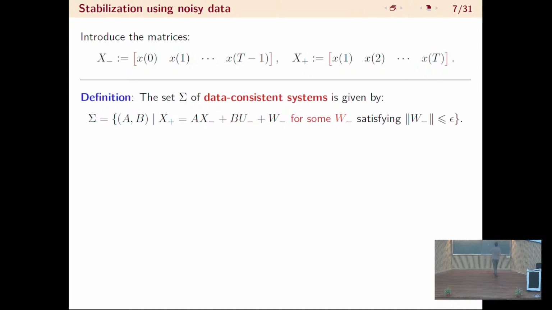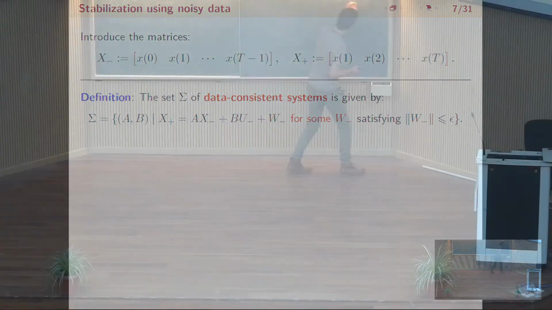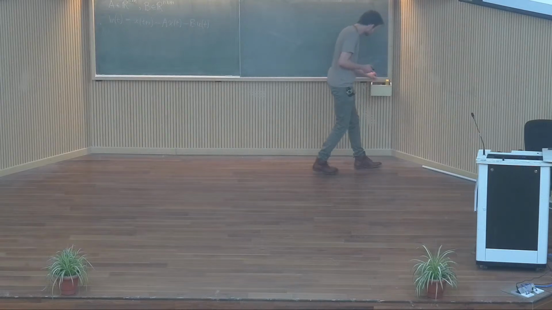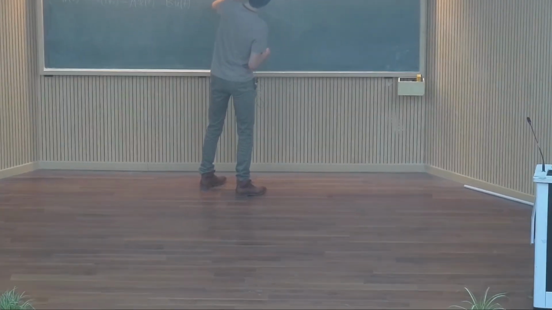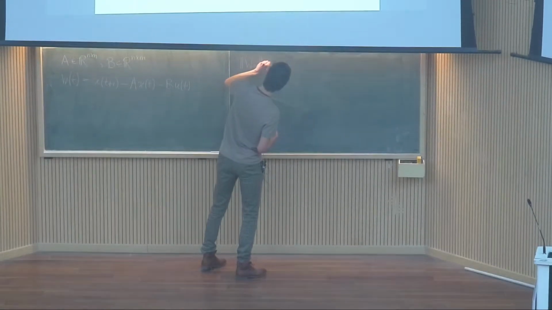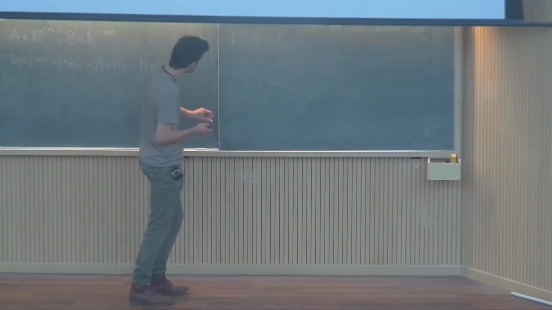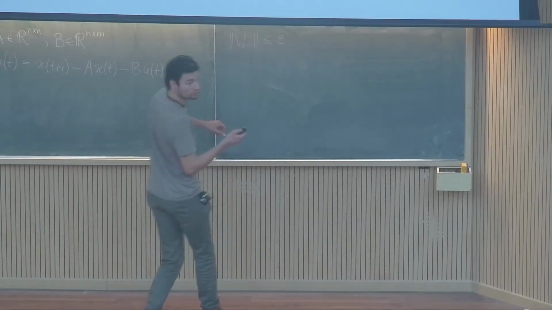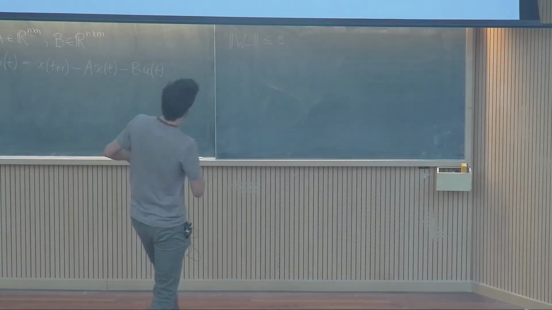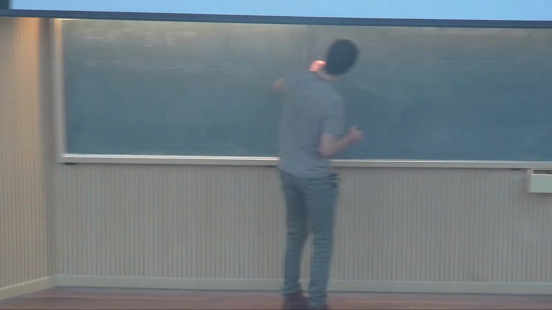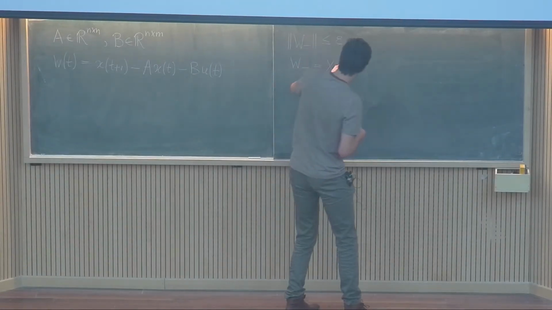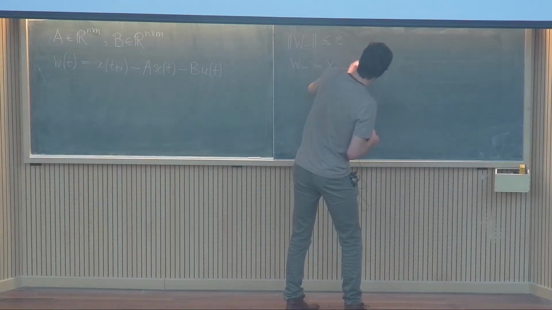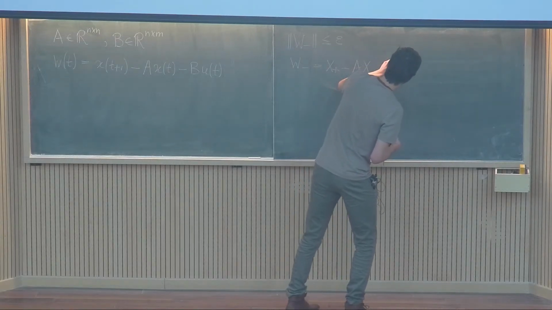Well, you could reformulate that a little bit. So in particular, we have two things here. So w minus in norm is less than or equal to epsilon. And we also know, due to this equation, that w minus is equal to x plus minus A x minus minus B u minus.